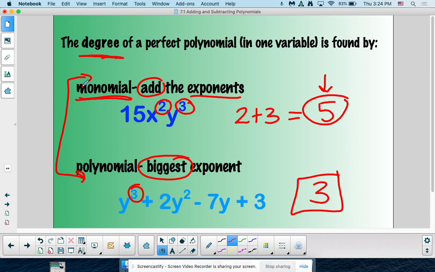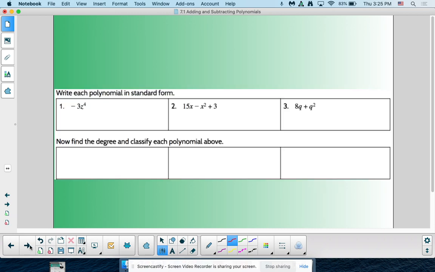Okay, so let's take some of these new ideas and practice them. It says write each polynomial in standard form. So remember that's going in decreasing order. Decreasing, so we're starting with the biggest and going down. If I just have a monomial, you can't write it any other way. It just is what it is. We're done. There's nothing else you can do there.